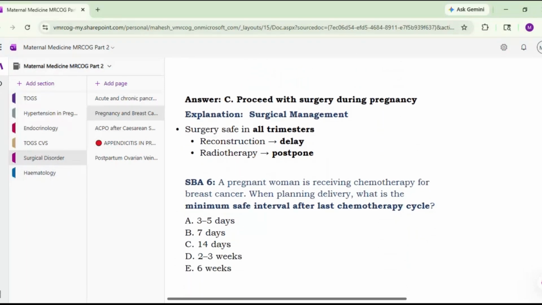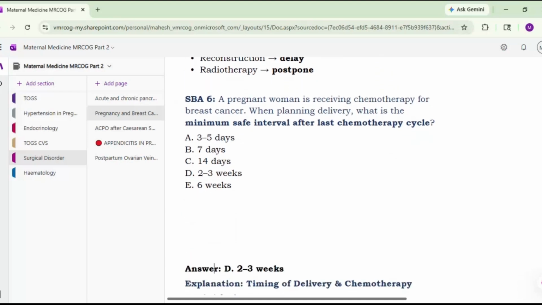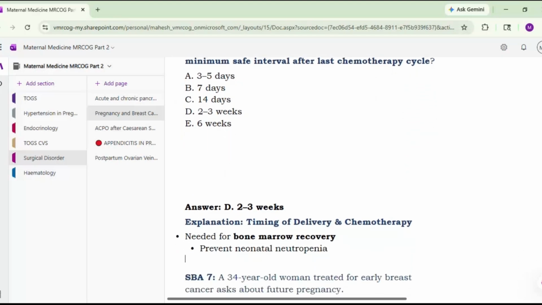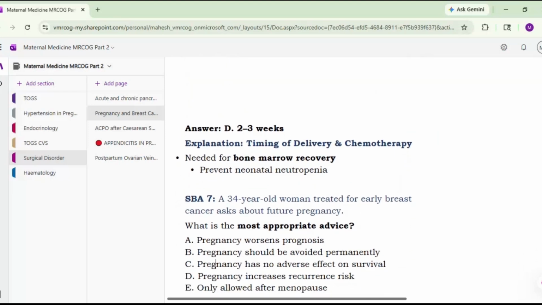Next. A pregnant woman is receiving chemotherapy for breast cancer. When planning delivery, what is the minimum safe interval after the last chemotherapy cycle? A. 3 to 5 days, 7 days, 14 days, 2 to 3 weeks, 6 weeks. It is D, 2 to 3 weeks. We have to wait 2 to 3 weeks between delivery and chemotherapy for bone marrow recovery, to prevent neonatal neutropenia.